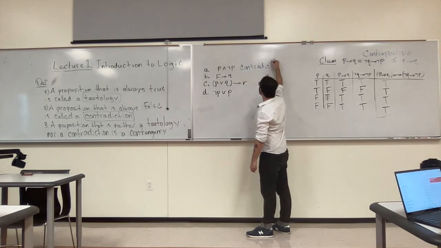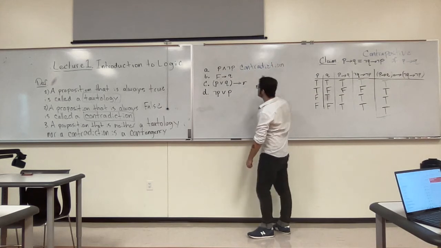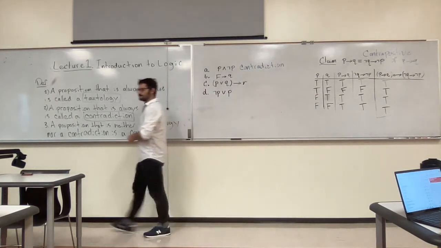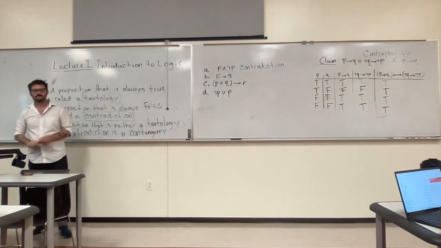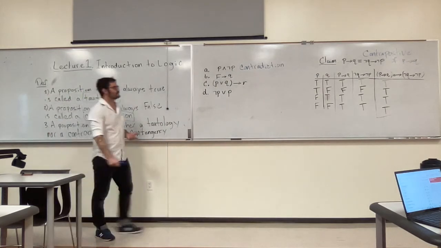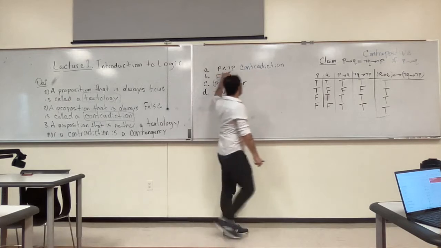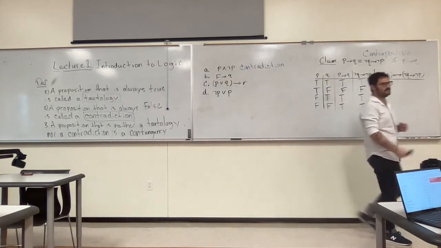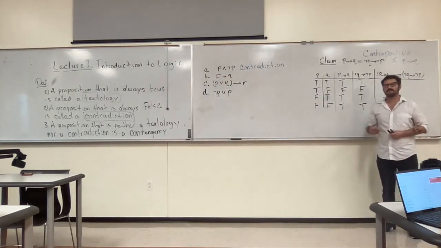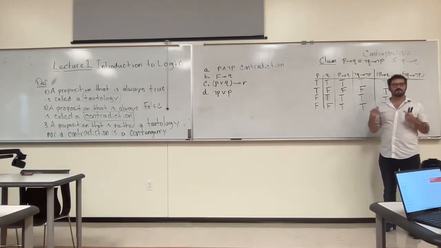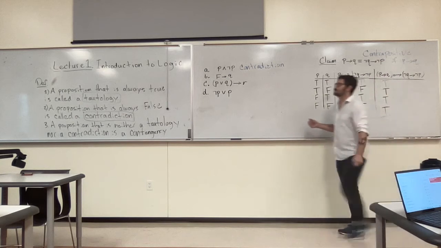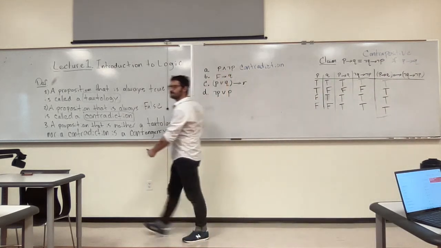Because no matter what P is, not P is going to be the opposite, and it's an and, which means it's only true when both of them are true. Right. So you have the conjunction and between P and not P. Since P and not P have different truth values, there's no way for both of them to be true. So this will always evaluate to false.